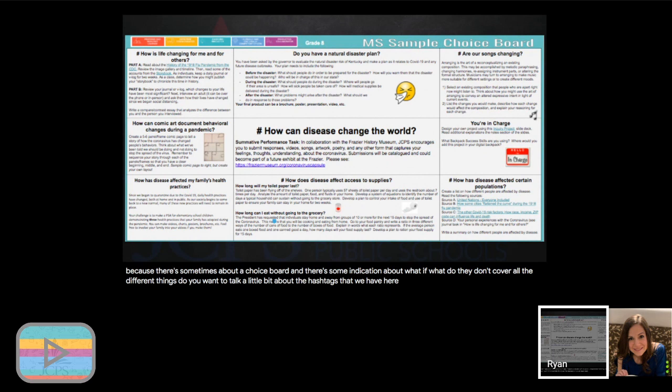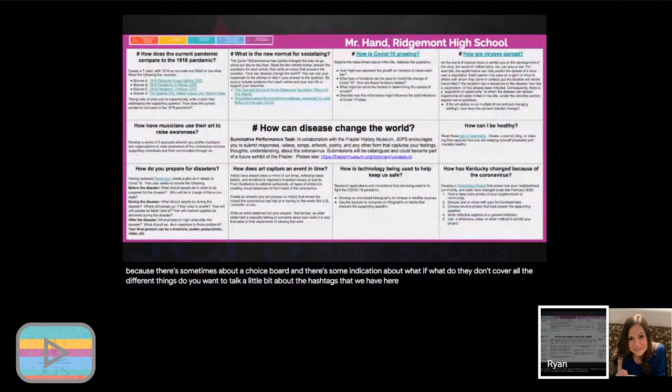And then, of course, all of these tasks would come together for that summative submission that answers that question, how can disease change the world? And students could call on both their required tasks and their optional tasks in that reflective or summative piece. And then this is the high school example that Ryan and I had previously refined for this presentation.